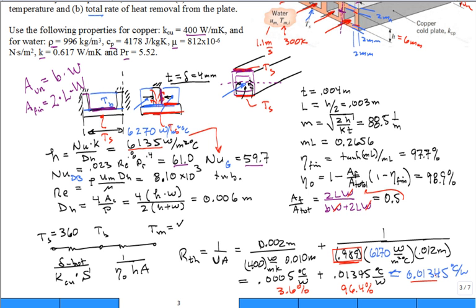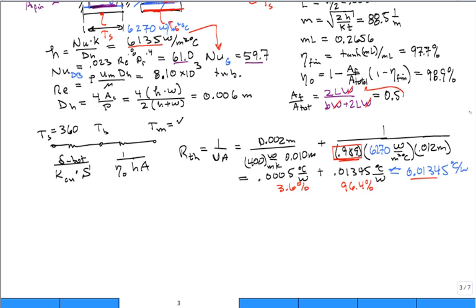But this is what we really need. We need that resistance. The resistance is 1 over UA. I need to scroll down to get some more space. If you think about the fluid going down the length of the channel, the temperature at the surface is a constant that was given to be 360 Kelvin. The temperature of the fluid coming in was 300 Kelvin, so that's T_m,i. That gives us a mean theta inlet of 60 Kelvin.